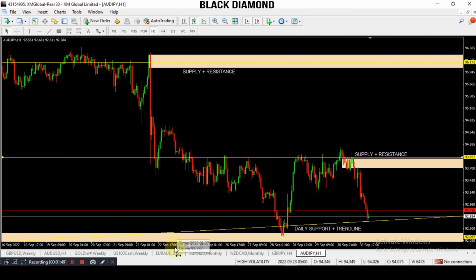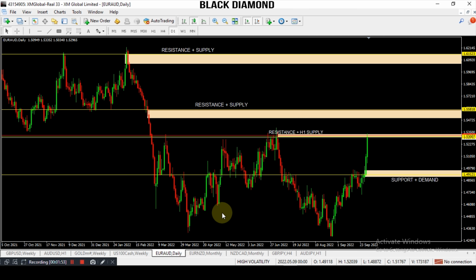Our next pair is the euro versus the Australian dollar. So what do we see? We can see on the daily time frame that the market is currently right here at resistance plus H1 supply. In the case that the market sells from here, we expect it to come back down here, whereby we've got a support plus demand area.